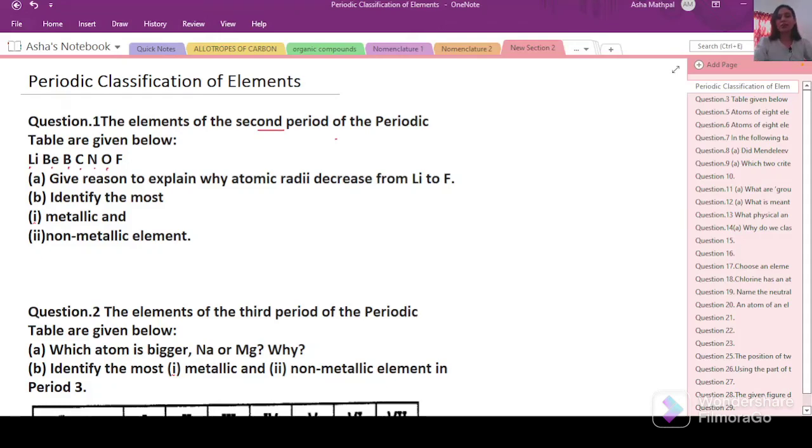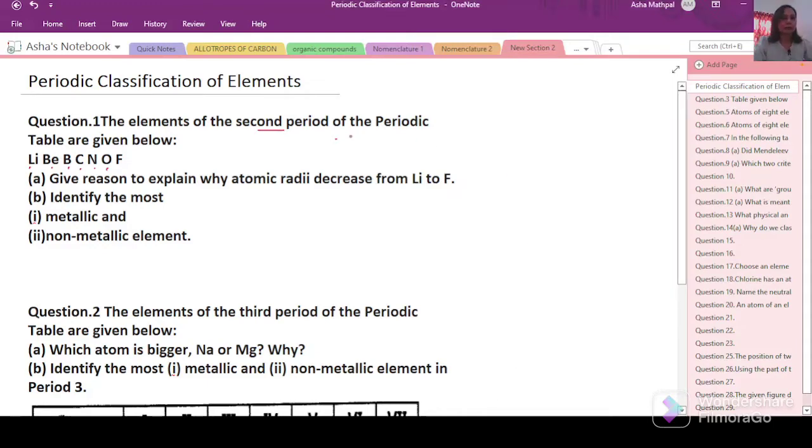In this session we are going to discuss question and answers from the chapter Periodic Classification of Elements. It is chapter number 5 in the NCERT textbook. This chapter is very important, so I have tried to include previous year's questions plus some very important questions from this year's sample paper. So let's begin today's session.